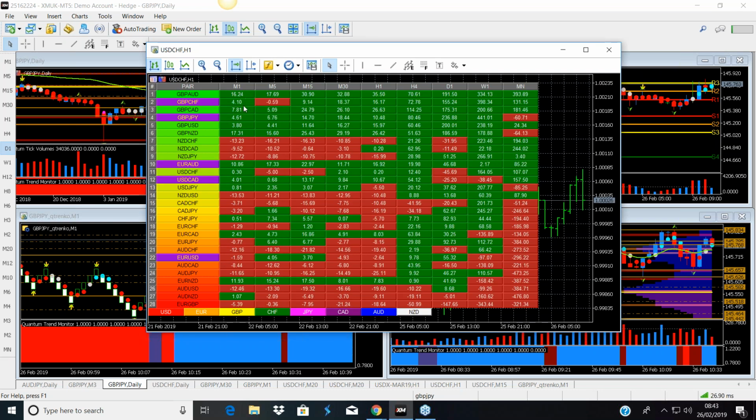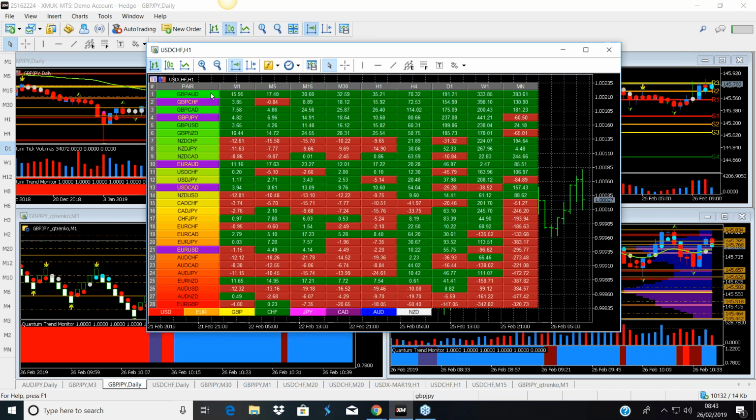But the reason I wanted to highlight it is, there's a number of reasons. First of all, it gives you an instant picture of what the pairs are doing. What is being bought heavily or being sold heavily? Is it consistent across one particular currency, or sometimes you'll see them all completely mixed up and there's no clear direction for a particular currency? But it's clear on this one that the pound is being heavily bought.